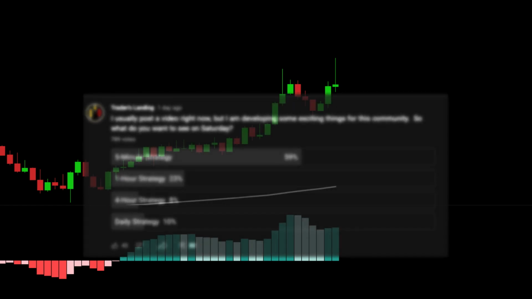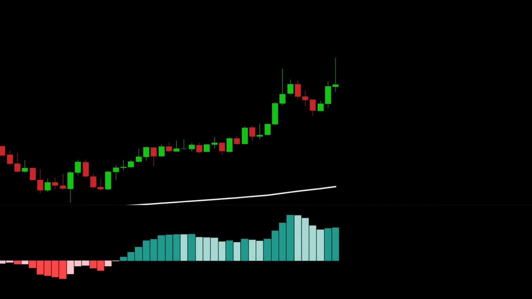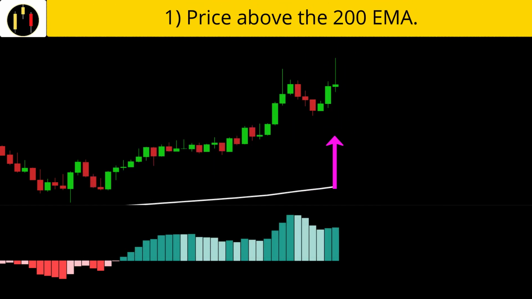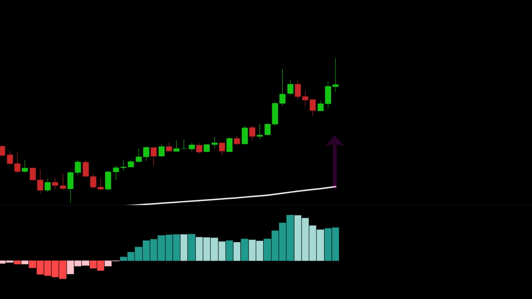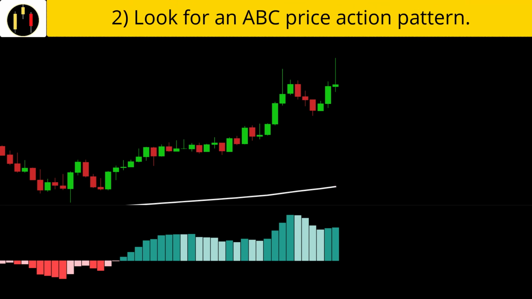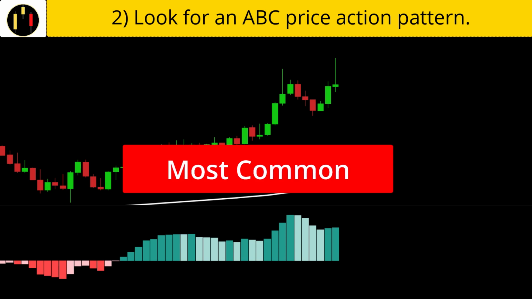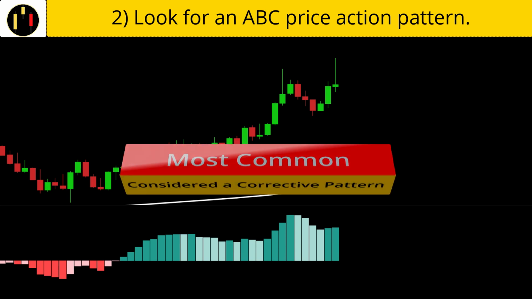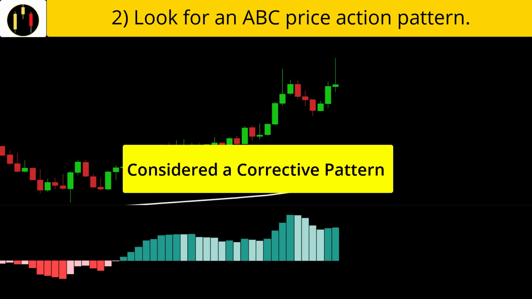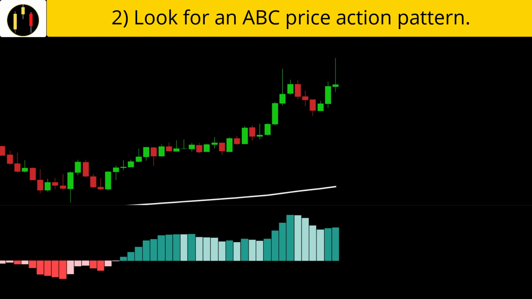The rules to enter long on ABC to MACD are: first, price must be above the 200 EMA. Second, we are looking for an ABC pattern. The ABC price action structure is by far the most common price pattern to trade. It consists of 3 legs: the A leg, the B leg, and the C leg.